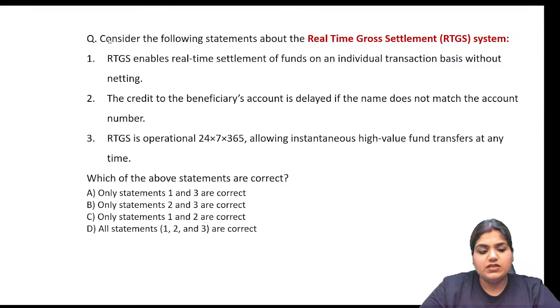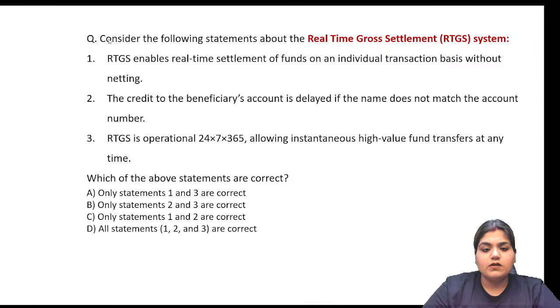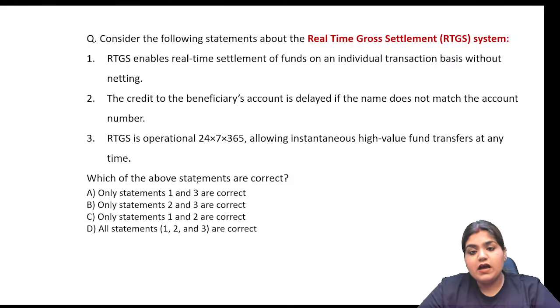Next question. RTGS. Question is on the screen. RTGS is available 24/7, 365 days. RTGS settlement is done on real-time basis. There is no netting. Next, statement number 1 and 3 are correct.